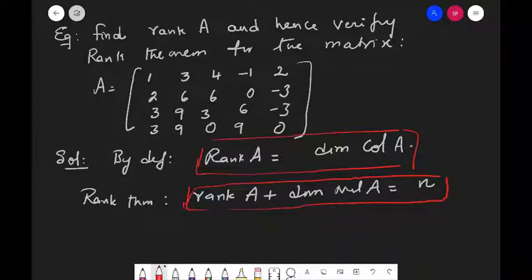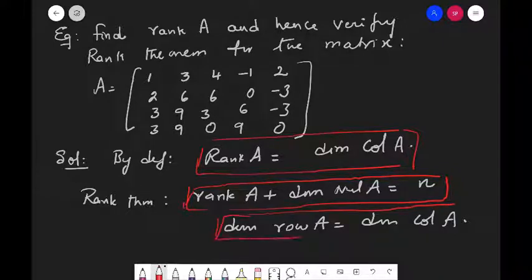This is the rank theorem statement. So here, to find rank A, we need to find the dimension of the column space of A. After that, to verify the rank theorem, we have rank A plus dimension null A equal to n, and one more part of the rank theorem, that the dimension of the row space of A is equal to the dimension of the column space of A. So we need to verify all these. For this, what all do we need to find? We have to find the dimension of the column space of A, the dimension of the row space of A, the dimension of null A, and then rank A. All these we have to find.